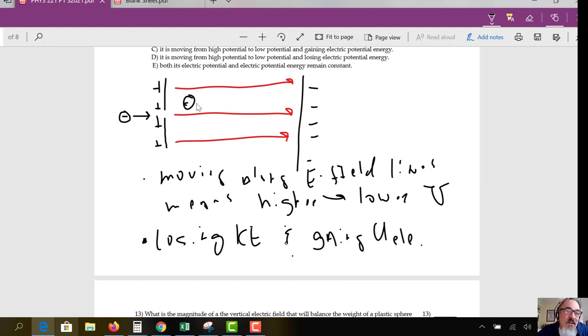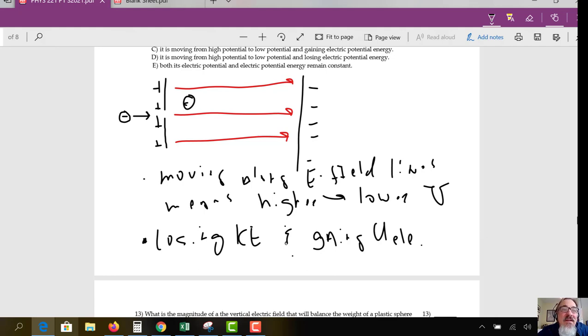So this is for an electron. An electron is going to be slowing down. Now a proton, same thing. We're going from a higher to a lower potential, but it would be losing electrical potential energy because it's gaining kinetic energy. So the first part here is the same. If it was a proton, it's this part here that would be different because it would be gaining kinetic energy and losing electrical potential energy.